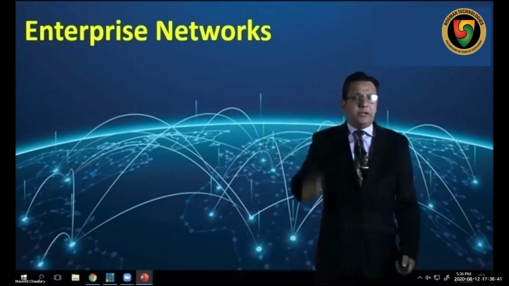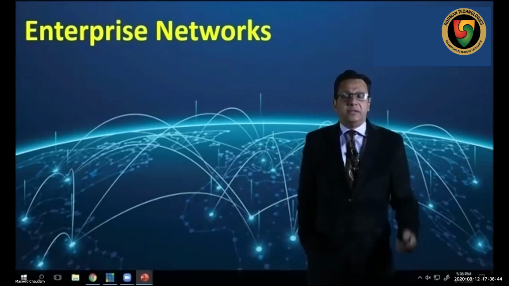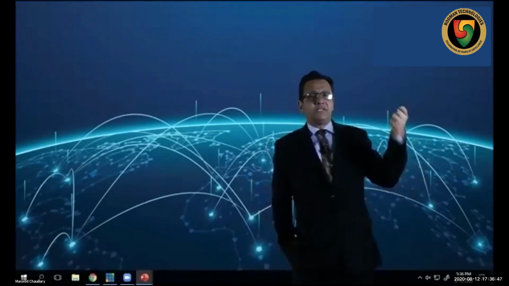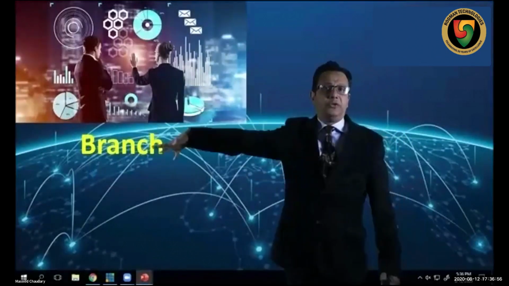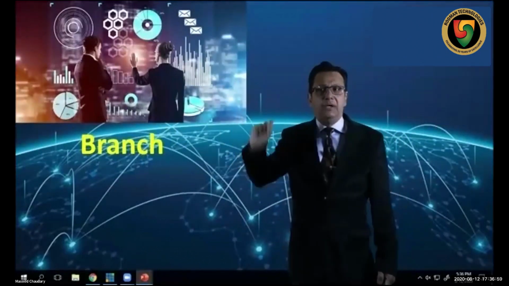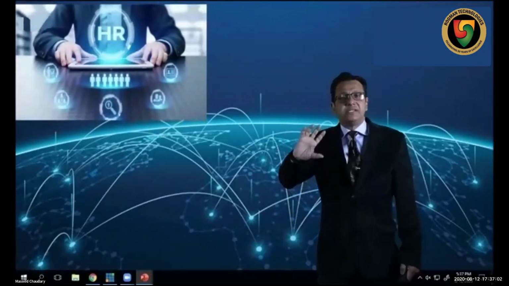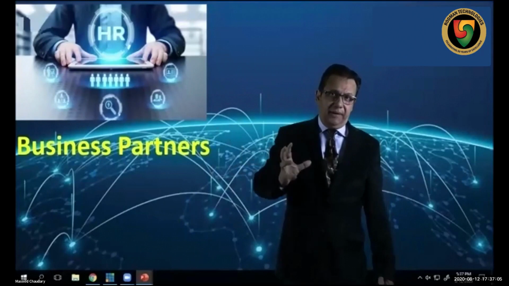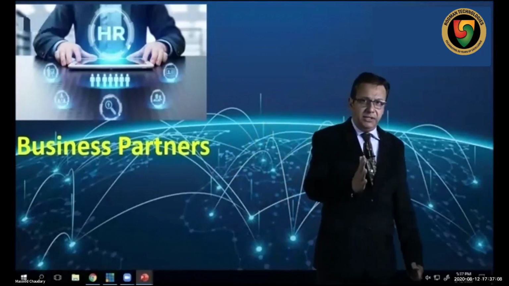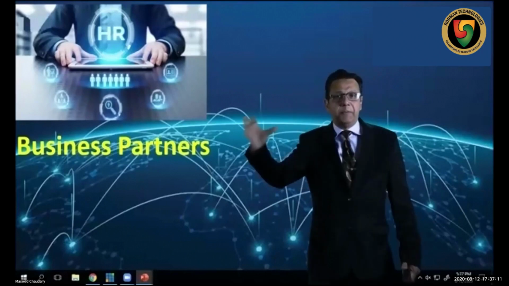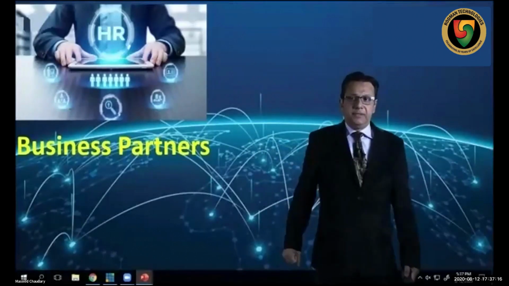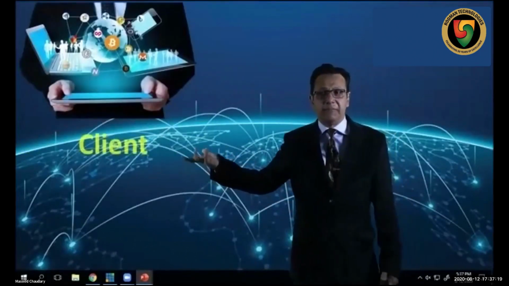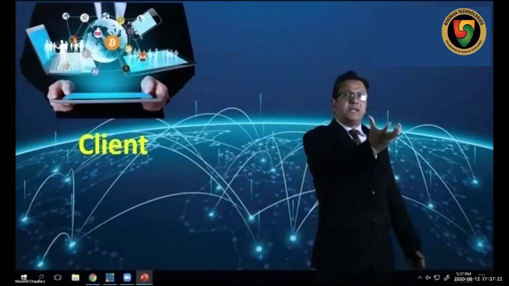Now, let me give you an example of an enterprise-level network. A company situated somewhere in the world definitely has some branches, and these branches are expanding all over the globe. Number two, they will have business partners to work with them, the collaborations that they do with certain other companies. Those companies are also scattered all over the world. Then they have clients, and these clients are also scattered all over the world.